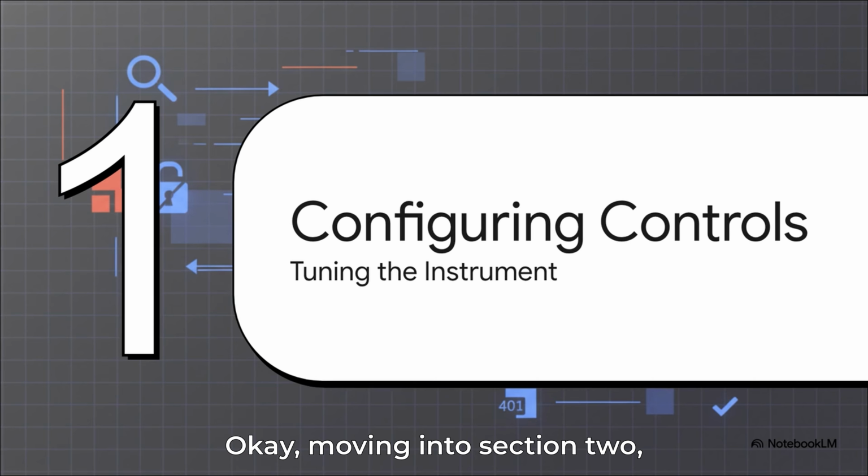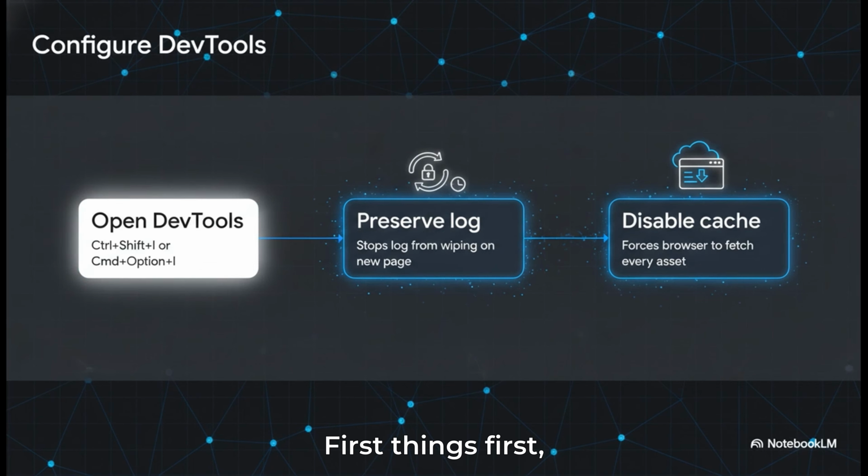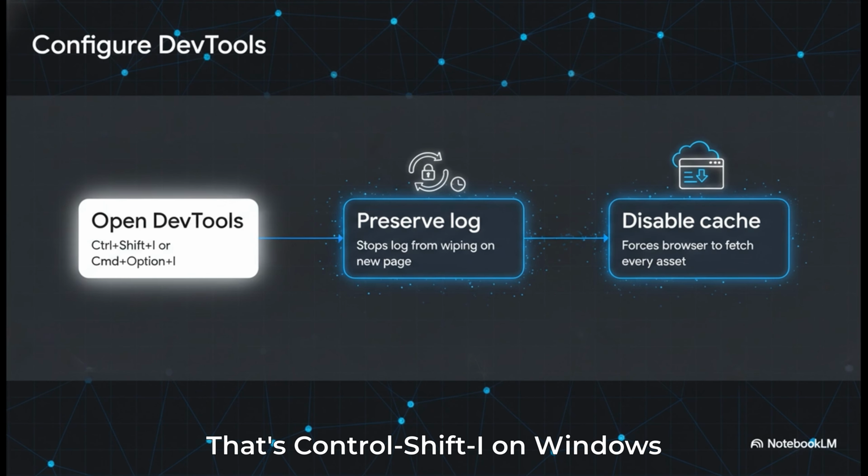Okay, moving into section 2, configuring key controls. This is all about tuning our instrument before we start recording. First things first, pop open DevTools. That's Control-Shift-I on Windows or Command-Option-I if you're on a Mac.